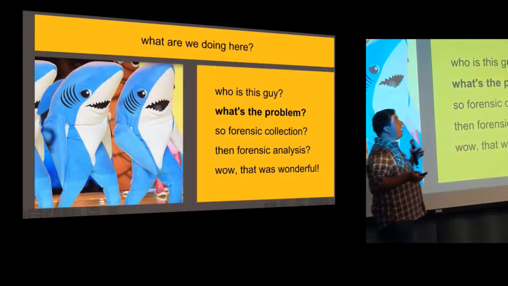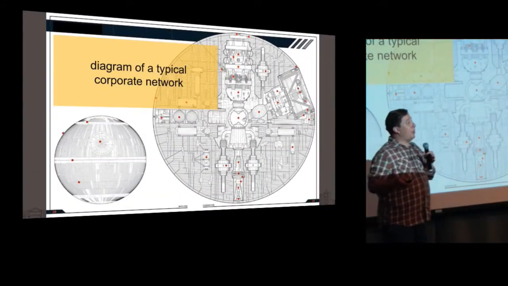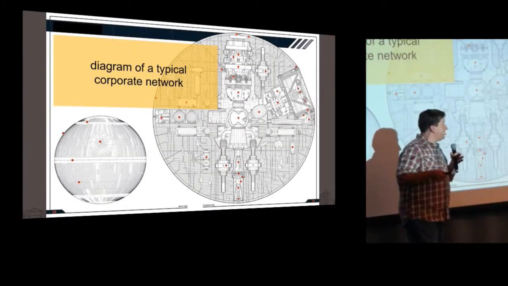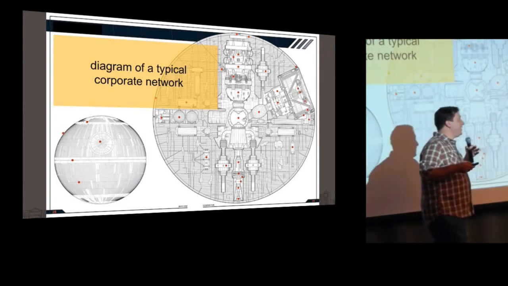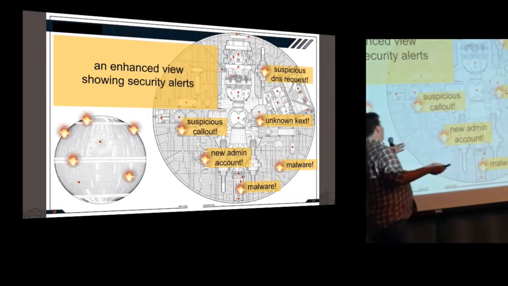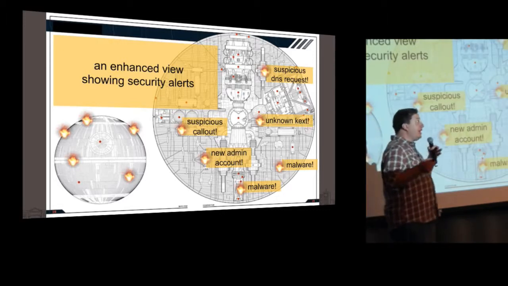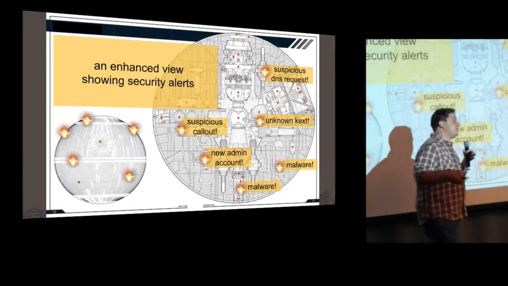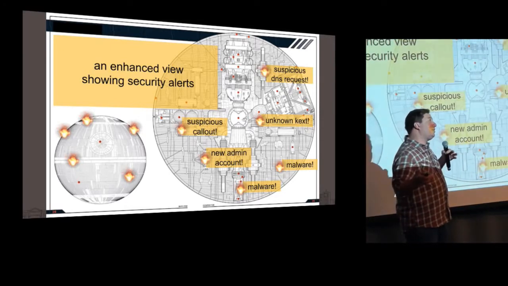So what's our problem? My problem. This is a typical diagram of a corporate network as far as security guys look at it and see it. It's like, cool, that's what our network looks like? Yeah. And then if we add the security to it, stuff's going on all the time. This was sort of our life, right? Hey, suspicious callouts to network hosts and new admin accounts created and malware and unknown kernel extensions.